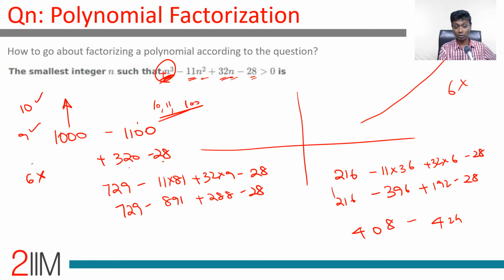Fine, so for the inequality, we want the smallest integer where it works, so it's 7 or 8. I'm just going to substitute 7 or 8. I'll substitute 7; if it works, 7 is my answer. If 7 doesn't work, 8 is my answer.